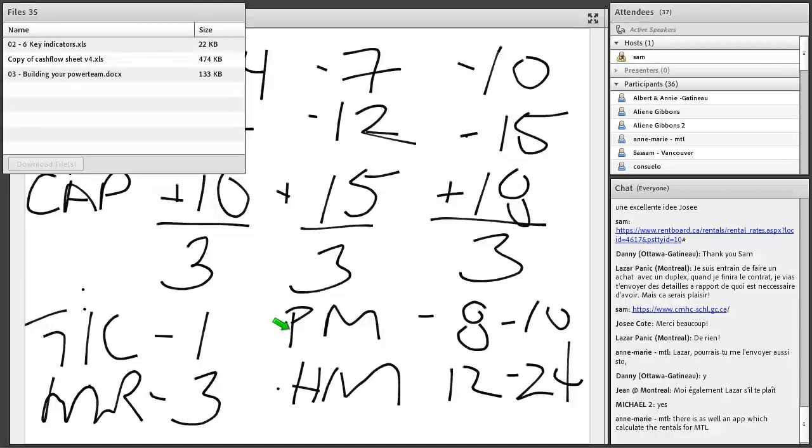Okay, so what I'm going to do now is I'm going to wrap it up. There's an app which calculates rentals for Montreal. Oh, that's cool. What's the app called?